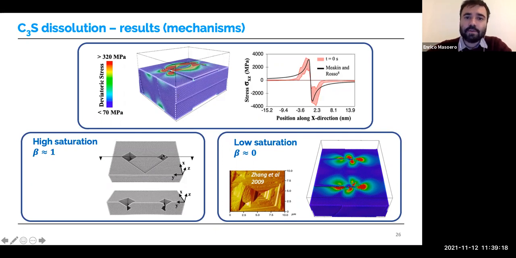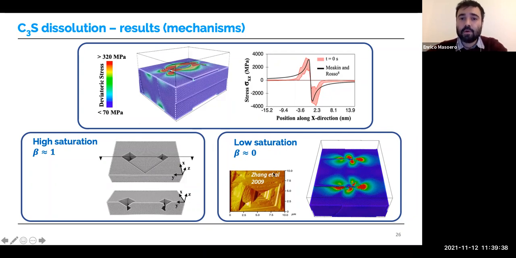And then we started dissolving the system. So when the saturation is high, almost close to equilibrium, then we get a little bit of dissolution around the most stressed point. We do get a little bit of dissolution on this plateau that we have generated, but then it doesn't continue. So it dissolves a little bit slowly, and then it stops.